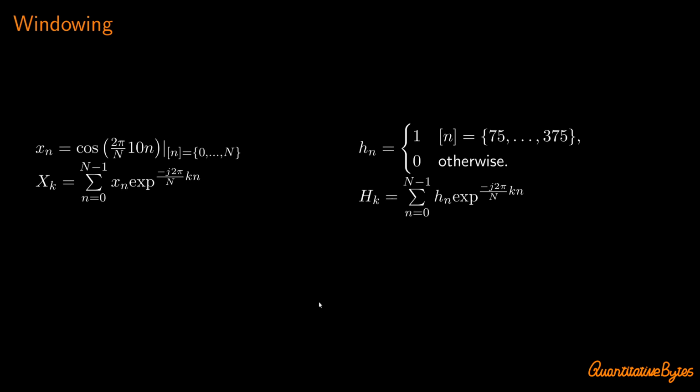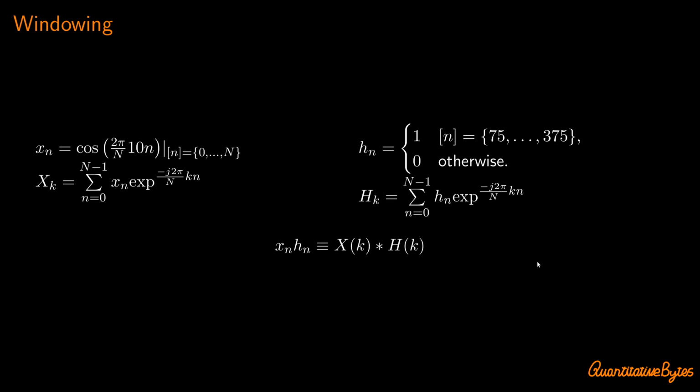Okay, so if we consider the mathematics behind what's going on, we have our signal here, x of n, defined exactly as before as the cosine of 2 pi over big N times 10 times n. And we have the discrete Fourier transform of our signal, big X of k, defined using the standard formula. And over here we have the definition of our window function, h of n, defined exactly as before. And here we have big H of k, which is the Fourier transform of the window function on its own, defined using the standard equation for the discrete Fourier transform.